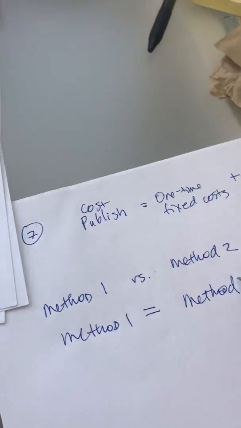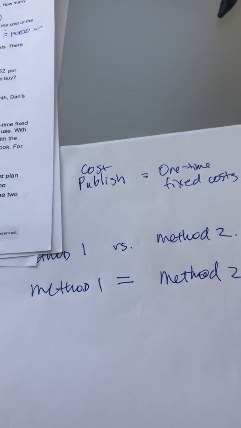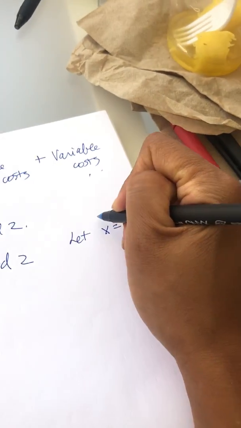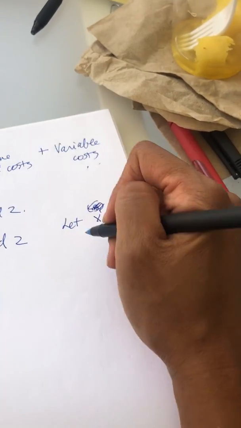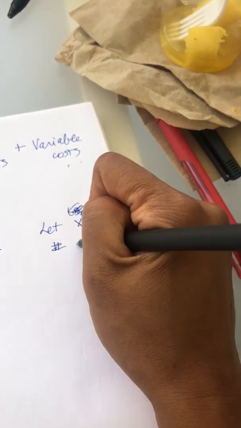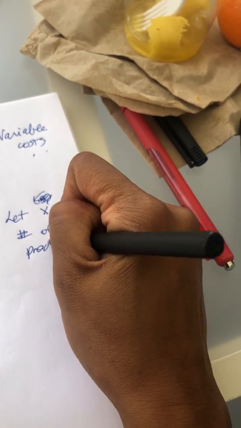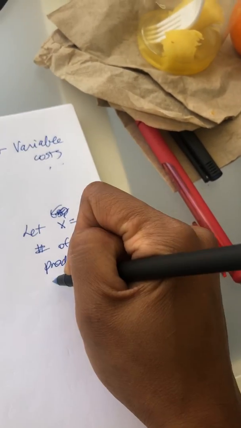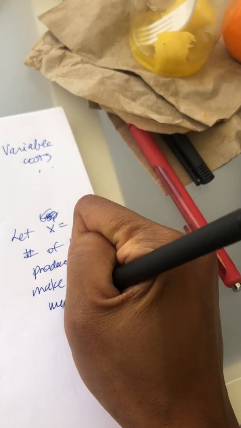And in particular, I want to know how many books. So I'm going to let x, so again, let x or b, you could call it b as well. I'll just call it x for now, but you could call it b for books. Let x equal the number of books produced to even out, to make the 2 methods the same.